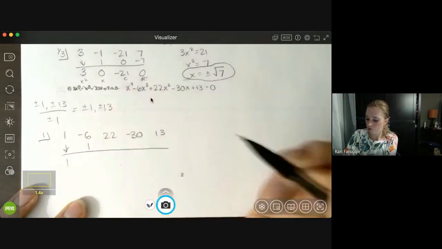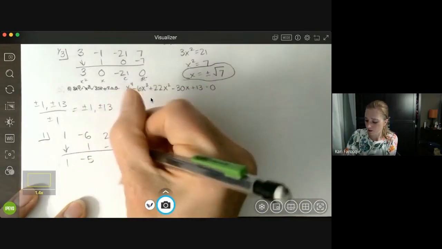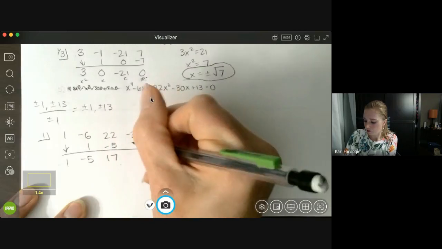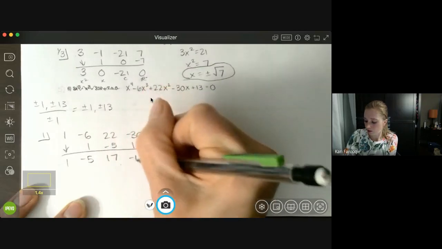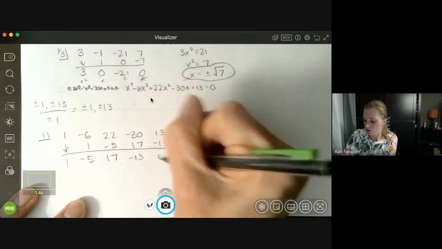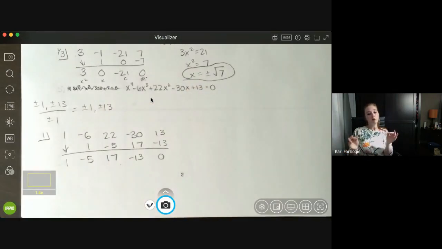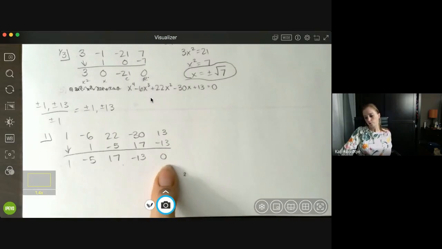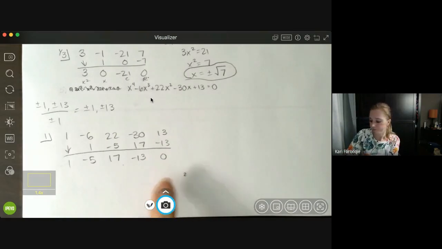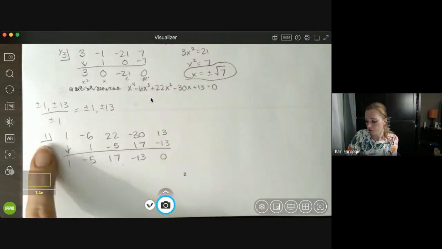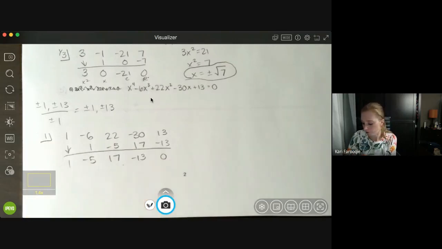1 times 1 is 1. Add, multiply, add, multiply, add, multiply, add. Okay. Now, remember, we verify that it truly is a 0 if, when we use this remainder theorem, we end up getting 0. Remember, this also means that f of 1 is 0, like I showed you last week on Wednesday.